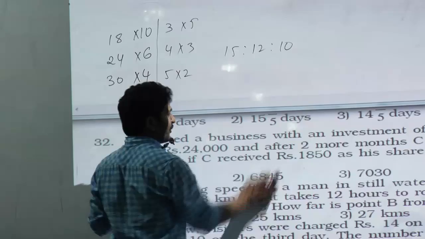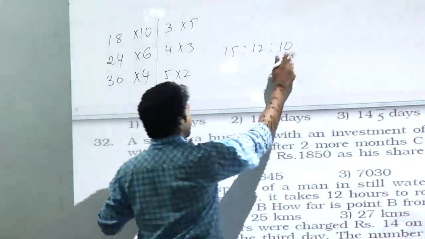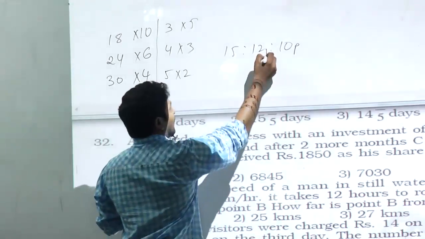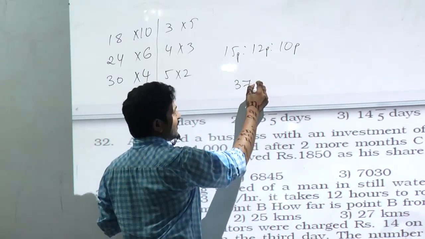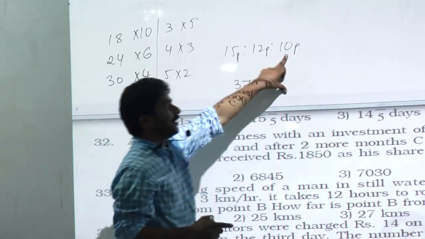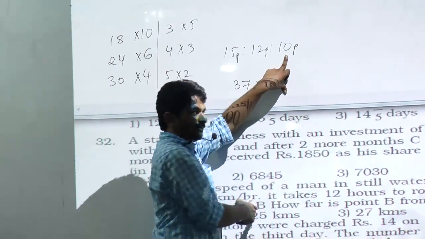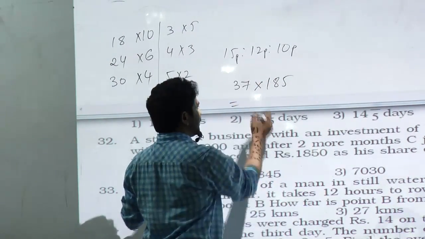So you are given C's profit, 1850. How many parts is C getting? 10 parts. And what is the total number of parts? 37 parts. So you need to calculate 37 times 1 part. You are given 10 parts, which is 1850. 1 part is 185. Answer should end with 5.